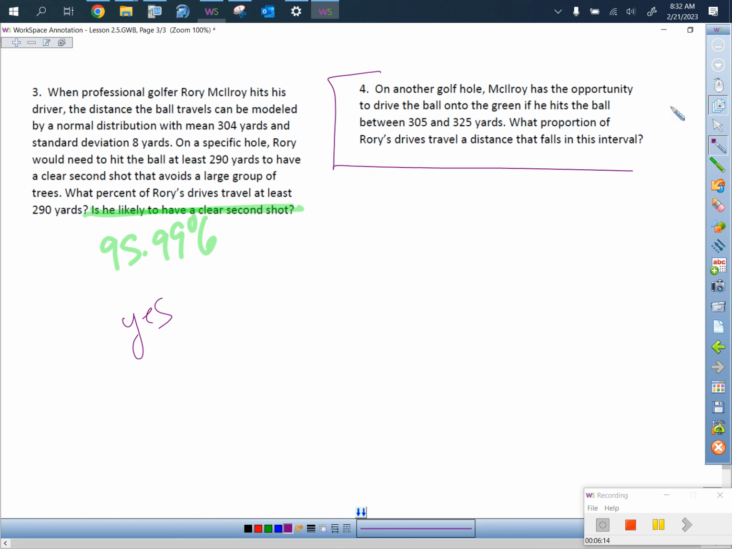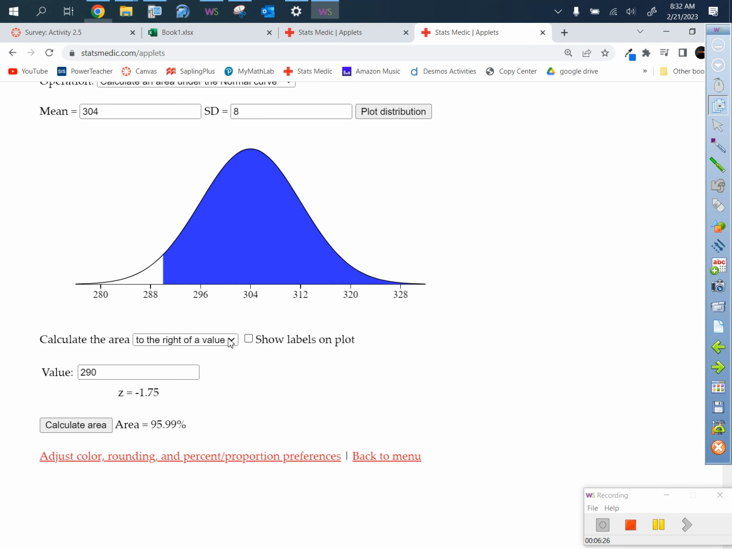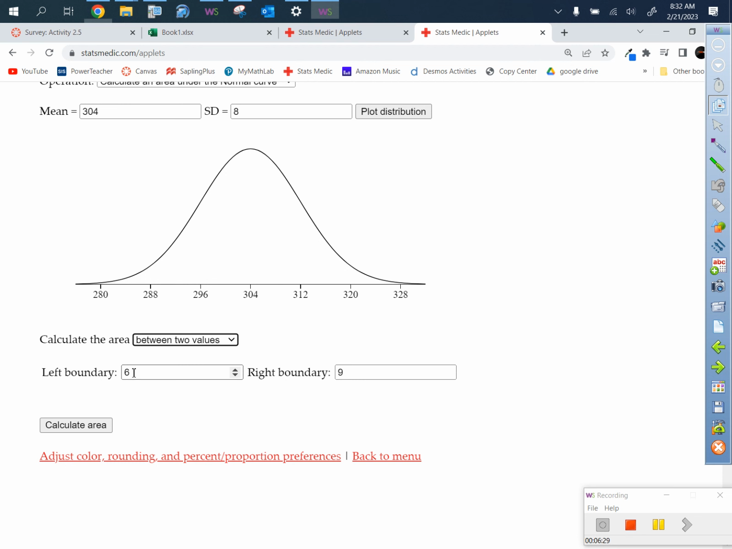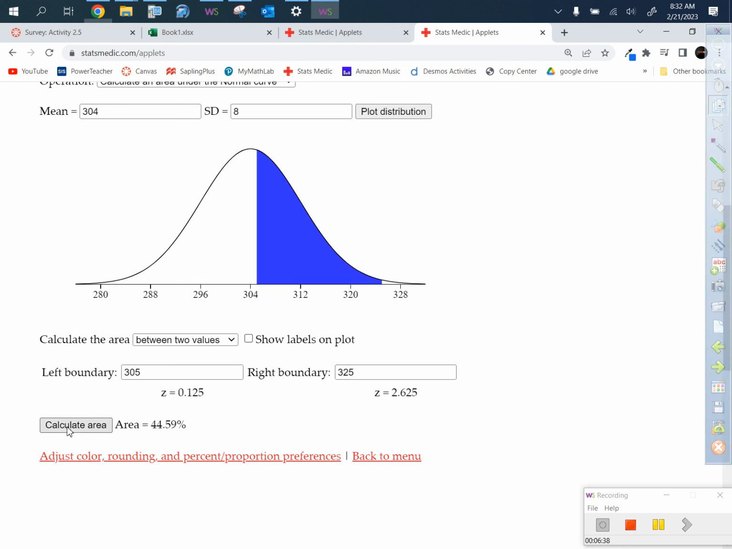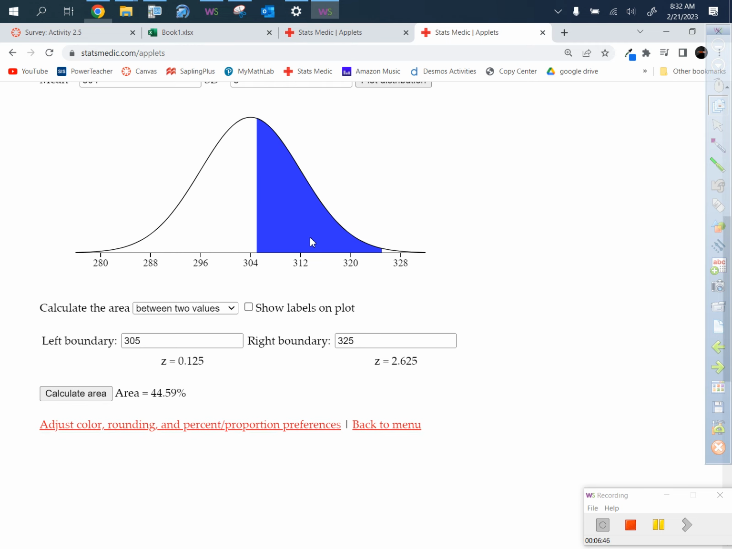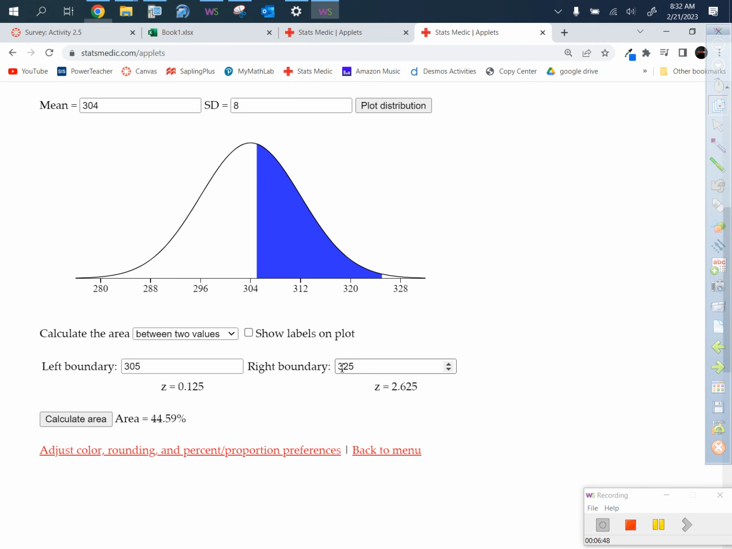And then last question of the day, baby. On another golf hole, Rory has the opportunity to drive the ball in the green if he hits it between a 305 and 325. What proportion of those fall in this interval? So 305 to 325, that's between two values. 305 to 325, is that what it's saying? Calculate that area. Boom. 44.59% chance, which is not as likely. You know, it can definitely happen, but it's not as likely. That's a small little window.